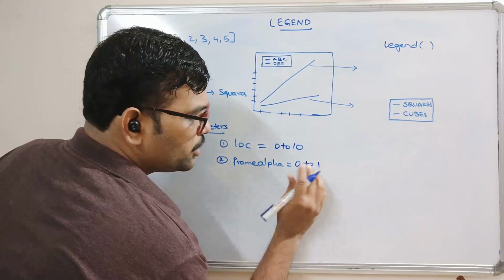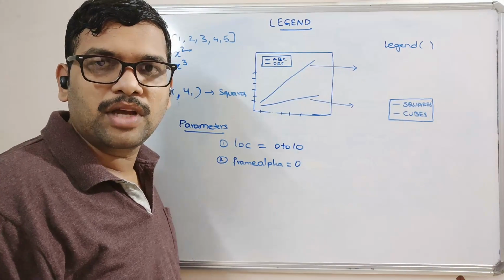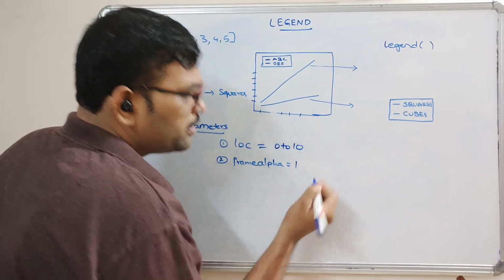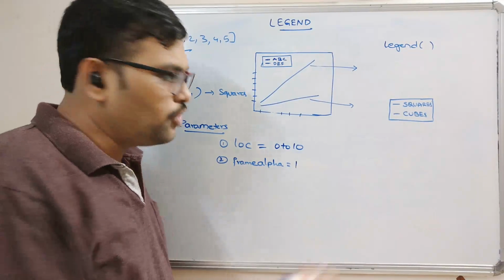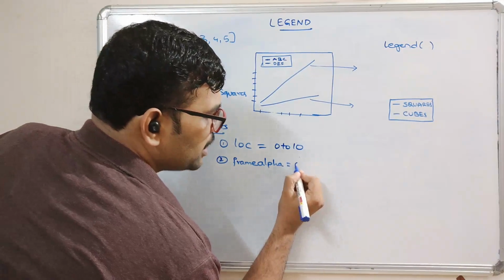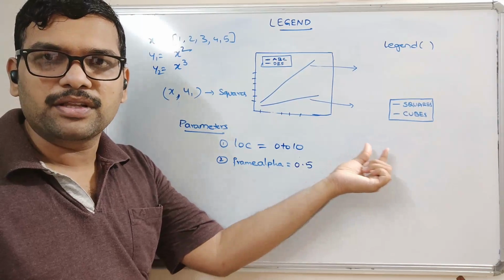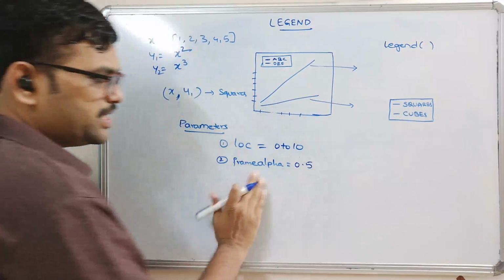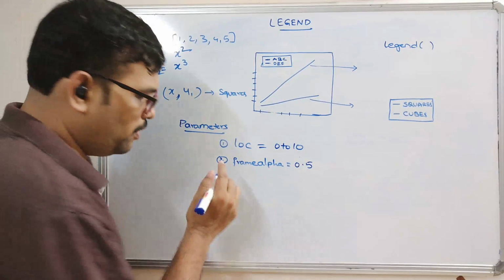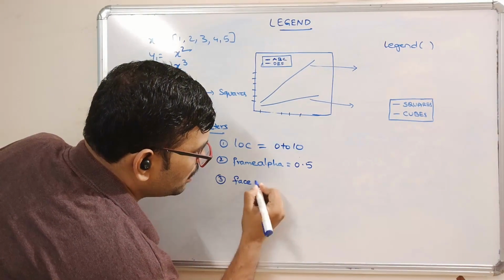If the frame alpha is equal to 0, the frame will not be displayed. Okay, complete transparency, the frame will not be displayed. If you give it as 1, then the frame will be displayed. In between 0 and 1, you can give any float value, for example 0.5, and up to that transparency will be applied for the box. This is the second one. These are all optional. You can include or you may not include. Okay, and the third one, face color.